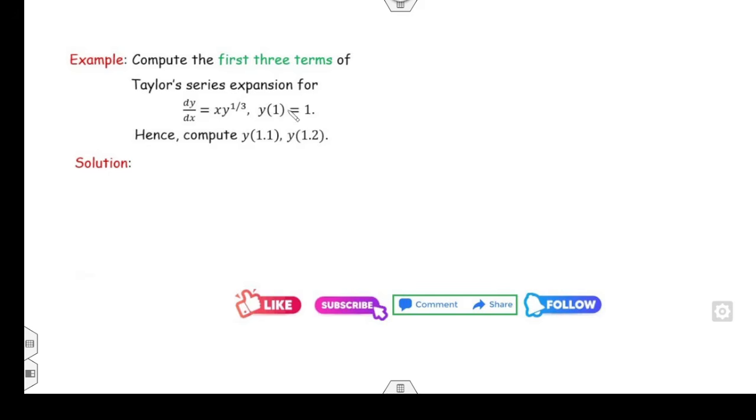Look at the next one. Your target is to calculate the values at the point y is 1.1 and 1.2.